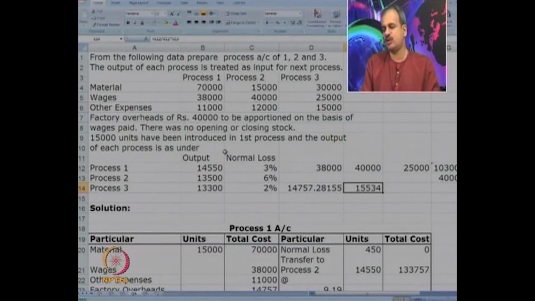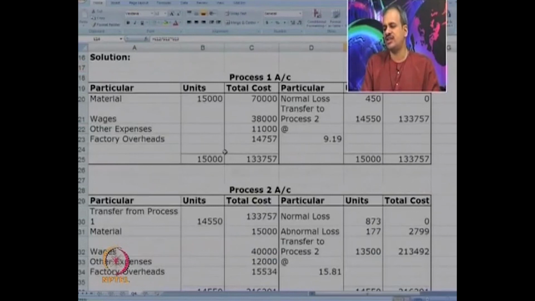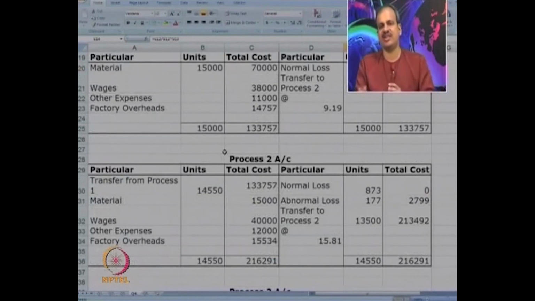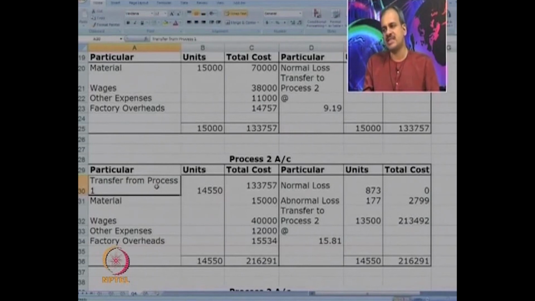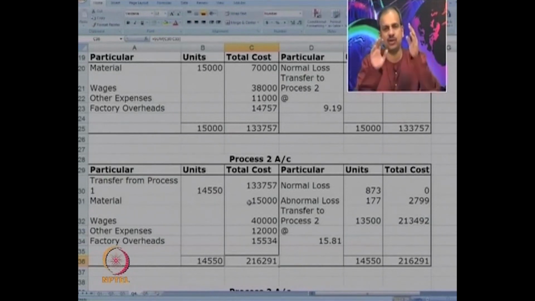If you have done it, let us also see the correct solution. Okay, check your answer with the solution given. So for transfer from process 1, it was charged at 133,757, material 15, wages 40, other expenses 12 and factory overheads 15. So if we take a sum, 216,251 is the total cost incurred at process 2 level.